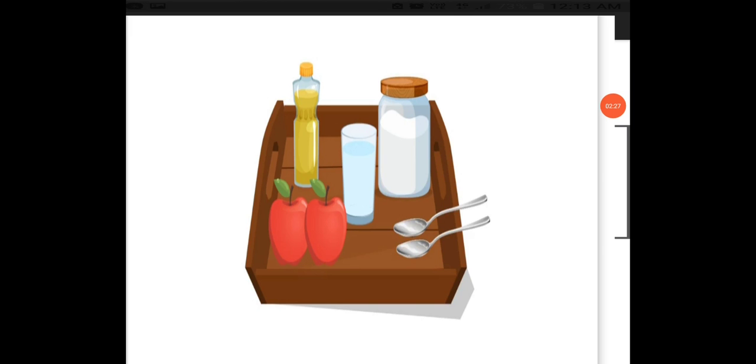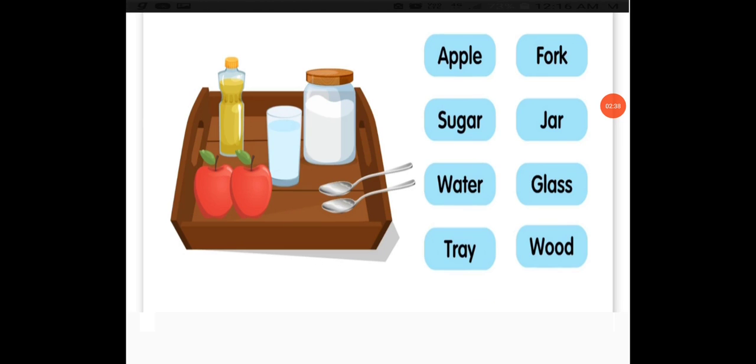Now next one, look at this picture. What do you see in this picture? Think about it and tell me. Okay, in this picture there are an apple, a fork, a jar, and in the jar there is sugar, a glass, there is water in the glass, there is a tray, and the tray is made from wood. So they are the nouns: apple, fork, sugar, jar, water, glass, tray and wood.